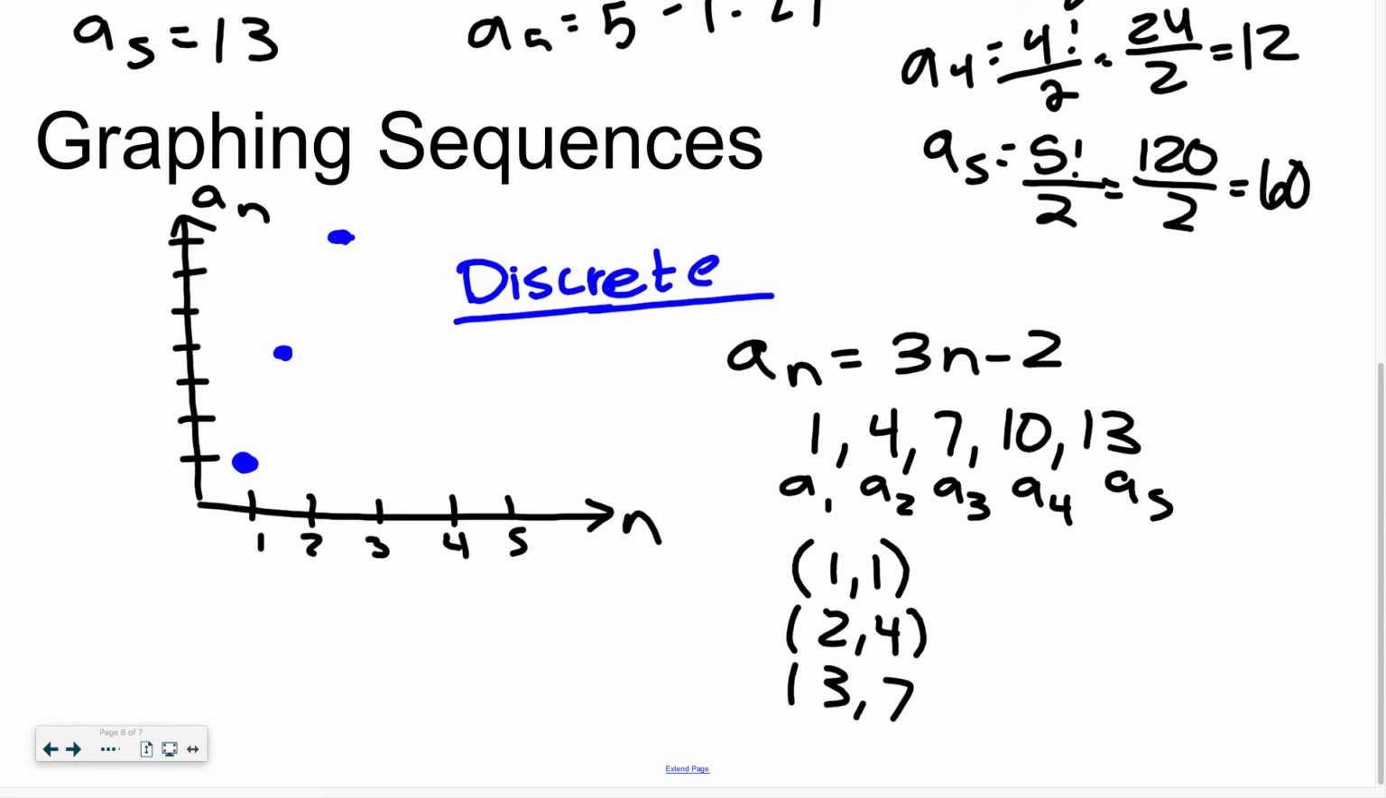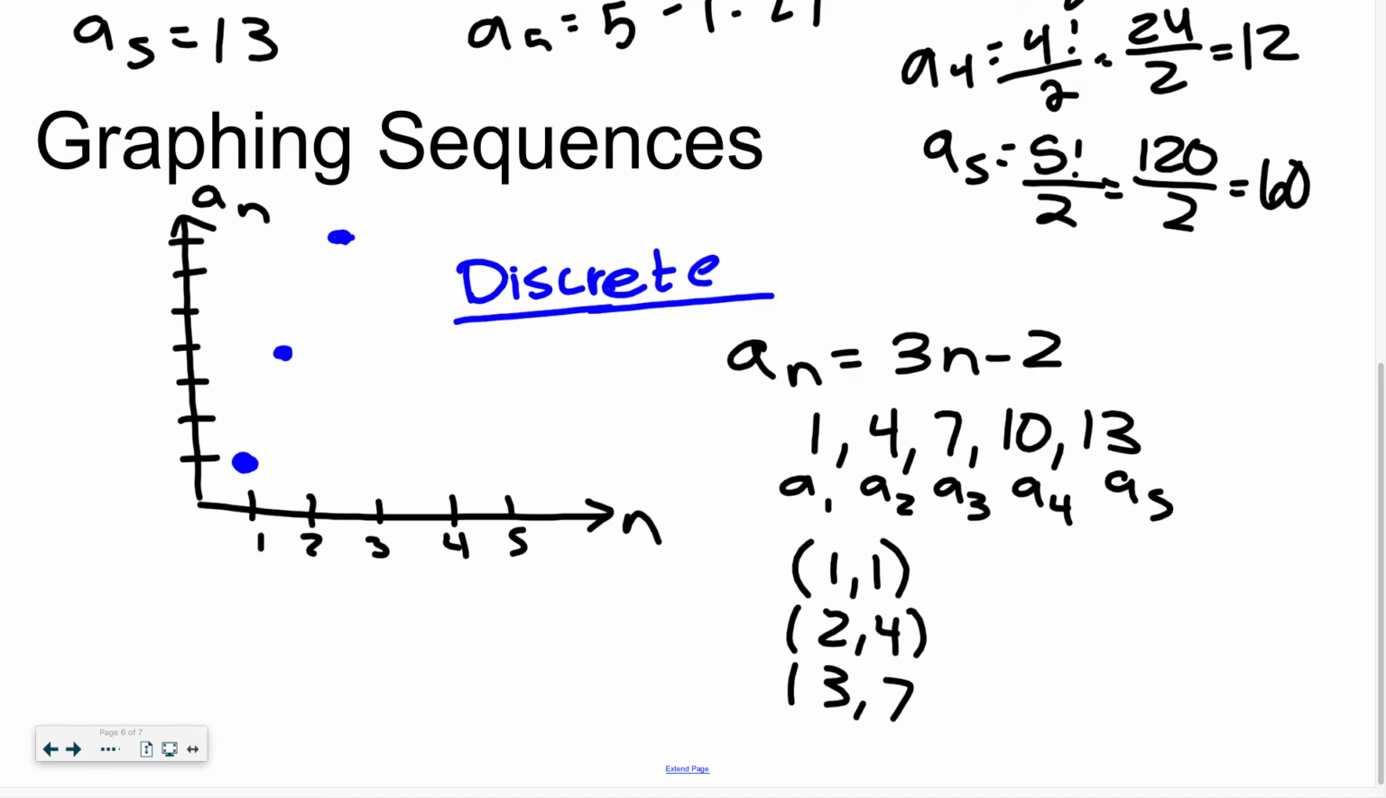If you connect the dots, you're saying there's points in between. So you're saying there's a 1.2 term and a 1.99 term. And we're just saying there's a first term, a second term, a third term. We're going to jump a term every time, right? So always leave it as discrete. Do not connect the dots.